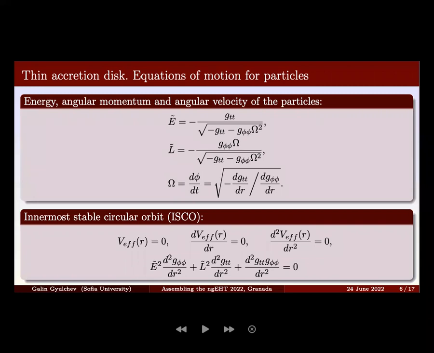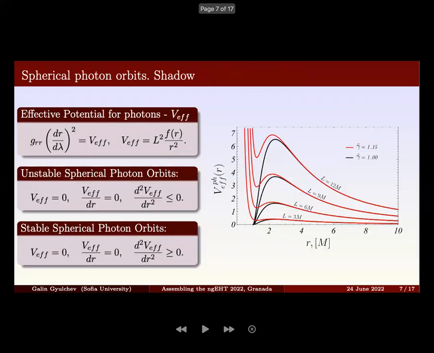So because of this, these three equations written here are a system of equations, where the last one is the most important, because if this equation is fulfilled, we have the so-called innermost stable circular orbit. So we know that according to the mathematics, this is the condition which gives us the last stable circular orbit. And if we apply all of these conditions and consider the above equations, we just obtain this final equation here, and we can find the orbits.